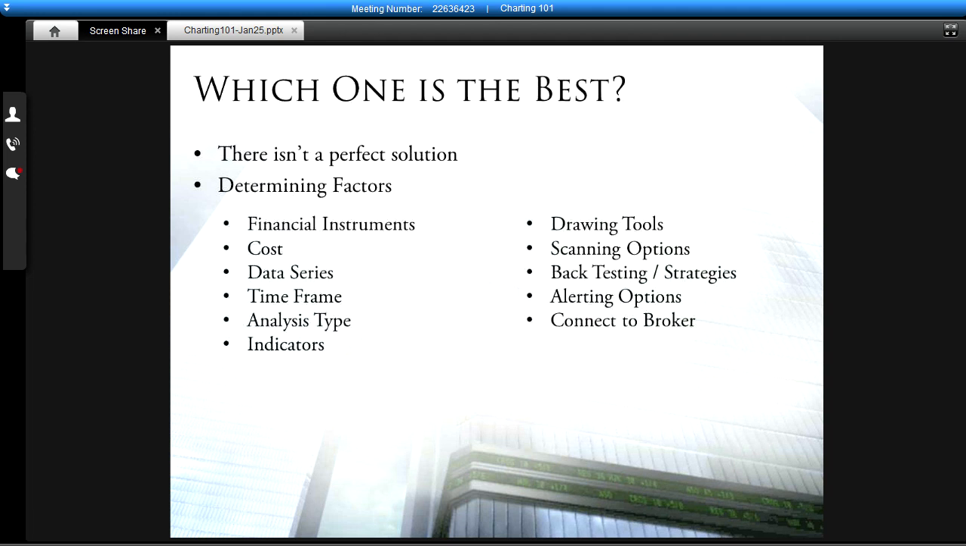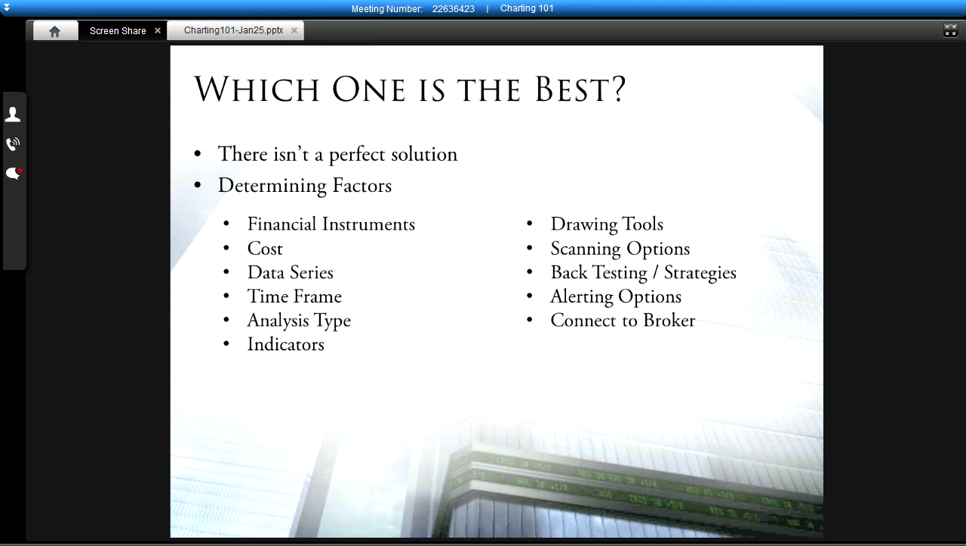Analysis type. Some people like to use custom indicators and have built formulas to build those indicators. So if you're one of those types or you want to become one of those types, you're going to need a software that allows you that programming option where you could put in your own indicators. Others just provide you with the common set of indicators and that's all you get to use. But for most traders, that's enough. So it all depends on what you need.